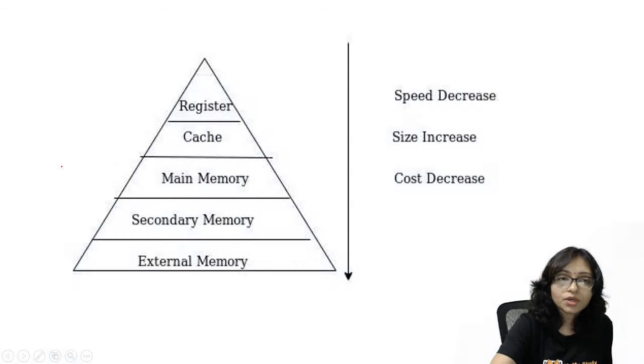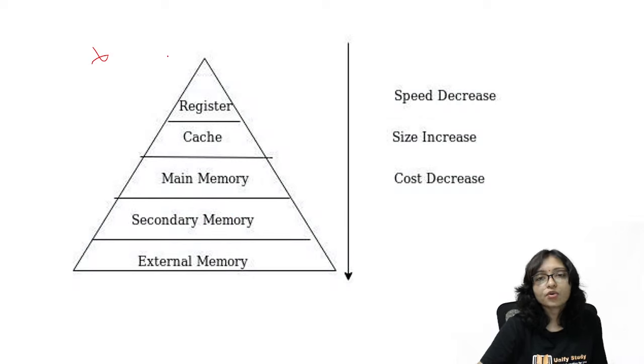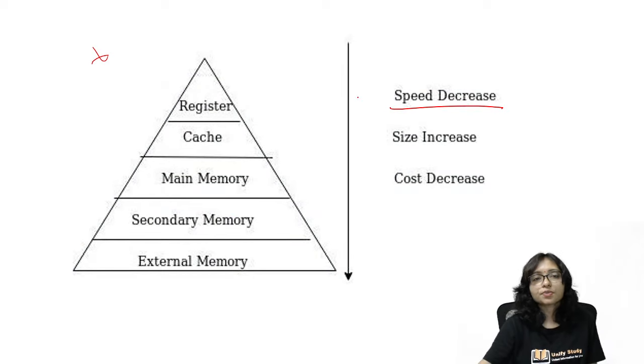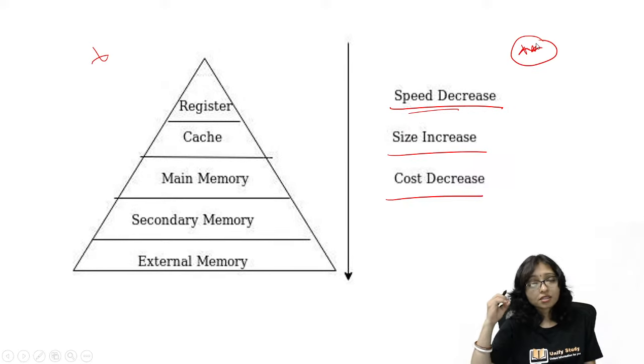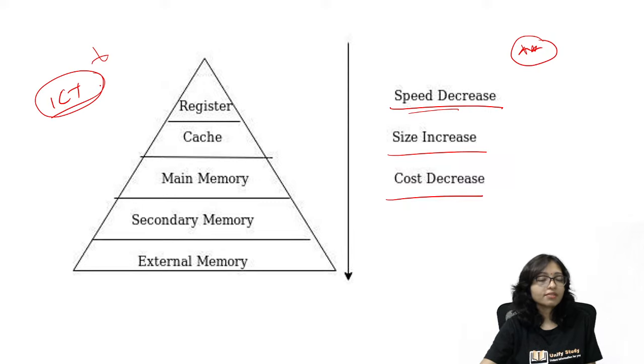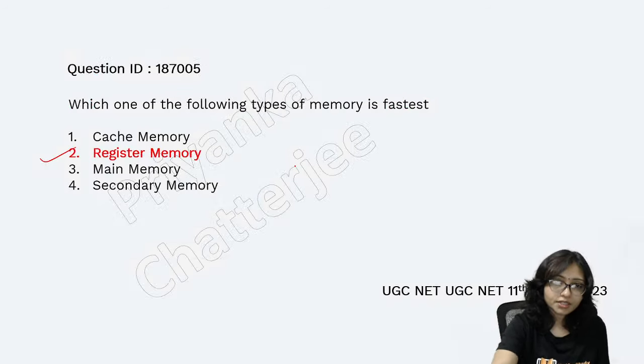Very good. Because here you have to remember this: according to speed, decrease the speed, and according to this, increasing. When speed is decreasing, size is increasing and cost is decreasing. Very, very important chart for you. Remember this chart, these questions, this area for your ICT also, very important. Register, then cache, then memory, then secondary memory, then external memory. Very, very, very important. Remember it.